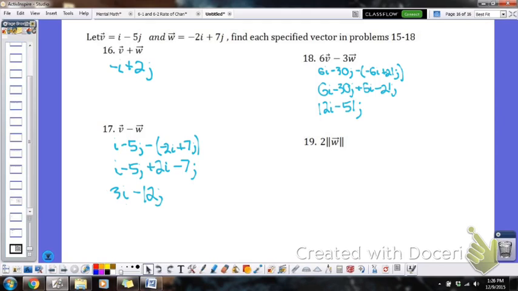Number 19, I'm finding 2 times the magnitude of w. So I need to look at w and do my a squared plus b squared. So I'm taking 2 times the magnitude of w, which will be equal to 2 times the square root of negative 2 squared plus 7 squared, which is equal to 2 times root 4 plus 49, so 2 times root 53.